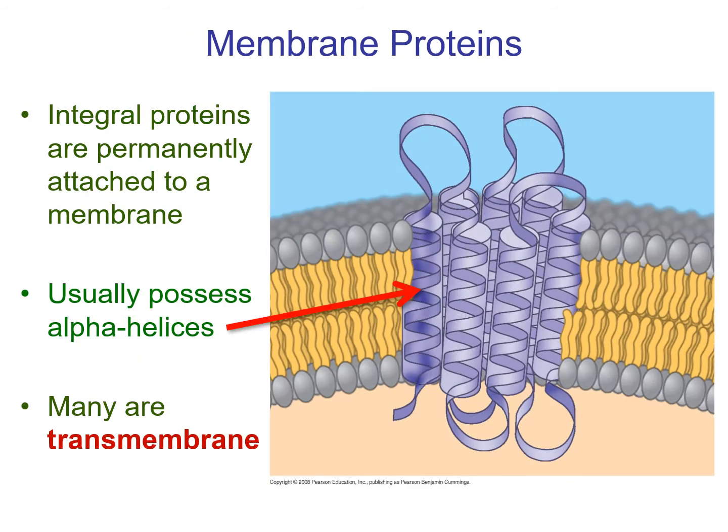This is an example of an integral protein. It's also an example of a transmembrane protein because it crosses the membrane. So you can see there's parts that stick out on the exterior and parts that stick out on the interior of the cell.